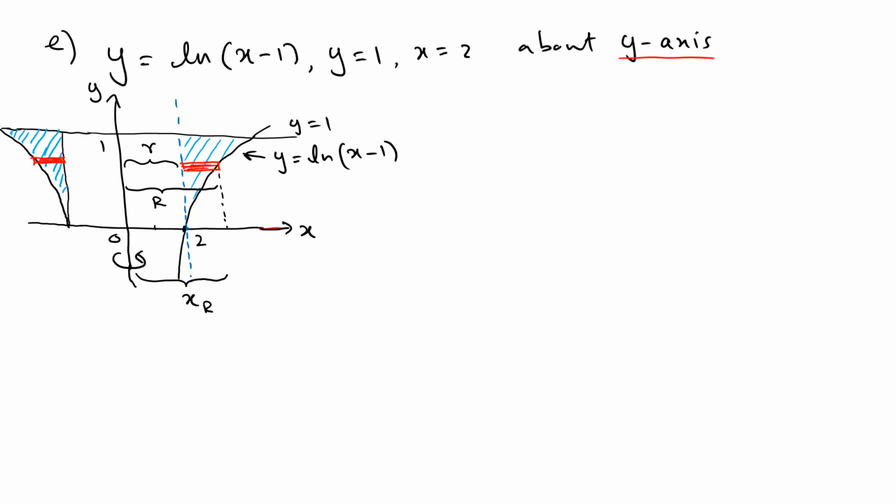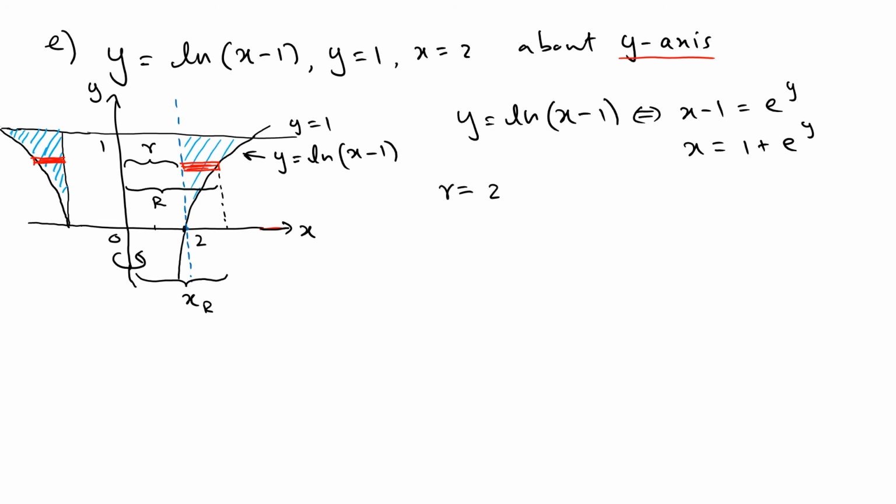It's a dy problem, so we have to solve for x. We have y equals ln x minus 1, so x minus 1 equals e to the y. In other words, x equals 1 plus e to the y. That's the x coordinate. Now we can write the two radii. The smaller radius is simply 2, the fixed gap. The larger radius is the x coordinate, which is 1 plus e to the y.